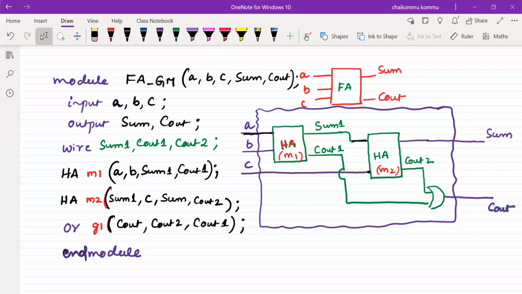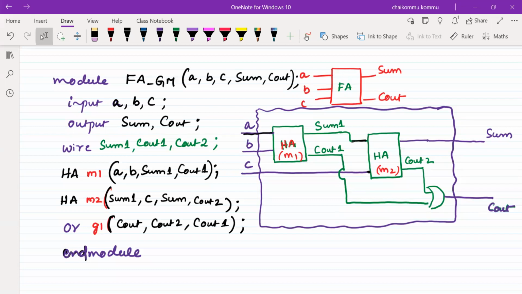Is it clear to all of you? Any doubt about the structural modeling? Okay. Now we need to write this. Of course, we have written the full adder using the structural modeling, but we want to verify this one. That means we need to write a test bench for the full adder. If the half adder is thoroughly tested, then it's fine. But our main objective is that we need to verify the full adder. Therefore we need to write the test bench for the full adder now.